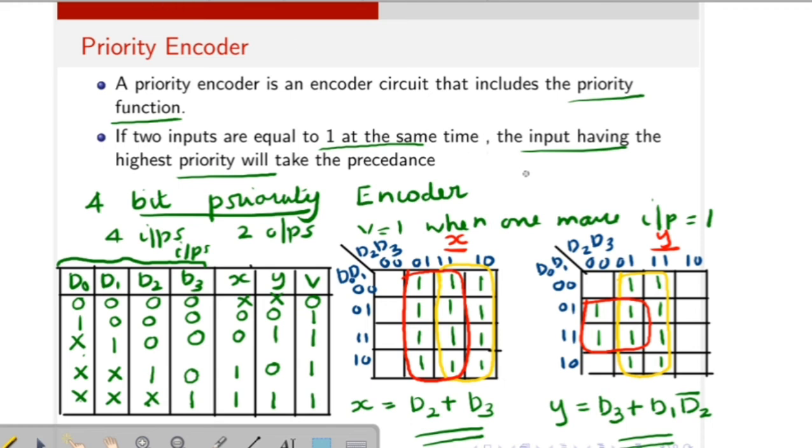Right? So Y is equal to D3 plus D1, D2 bar. Next we can write the equation for V. V is equal to 1 for D0, D1, D2, D3. Okay. D0 or D1 or D2 or D3. That means D0 is equal to 1, V is 1, D1 is equal to 1, V is 1, D2 is equal to 1 also, valid input is equal to 1, and for D3 also. Valid is equal to 0 for when all the inputs are 0. So we can write V is equal to D0 or D1 or D2 or D3.